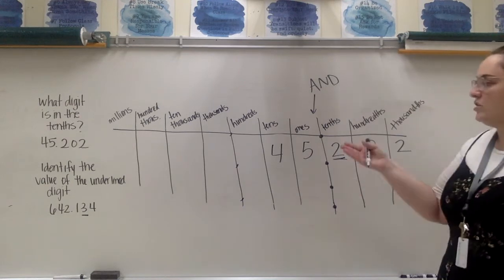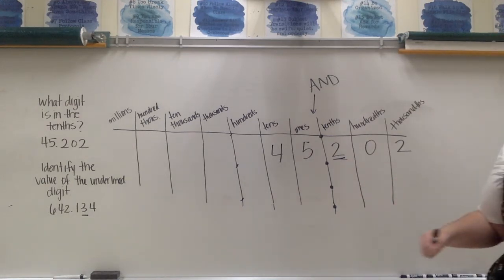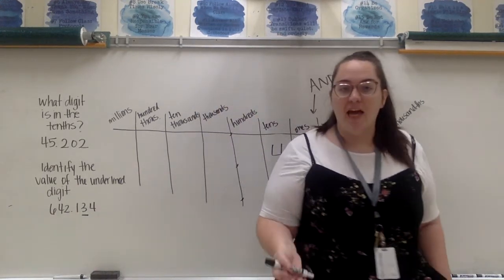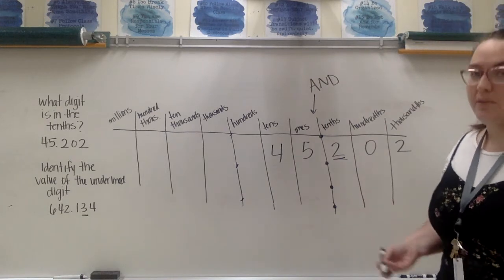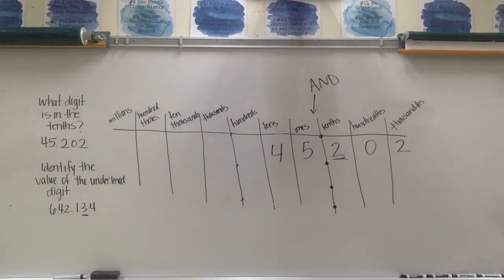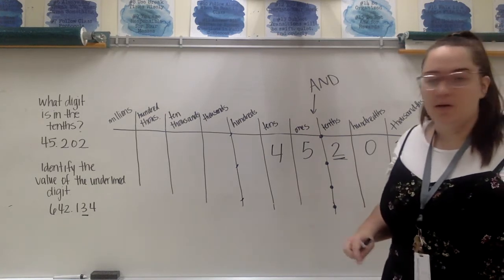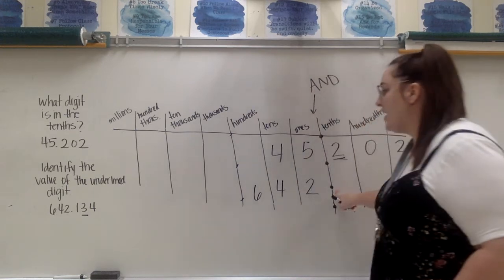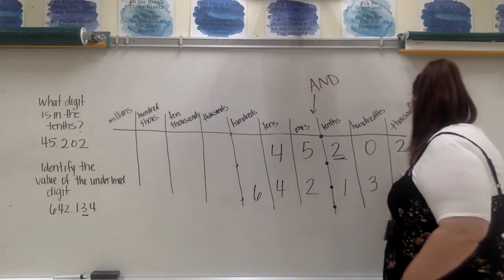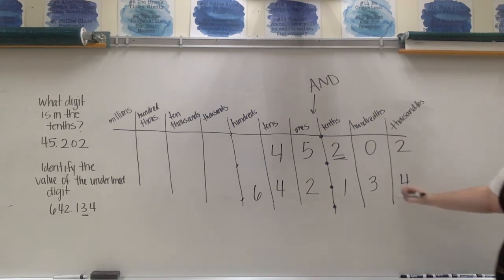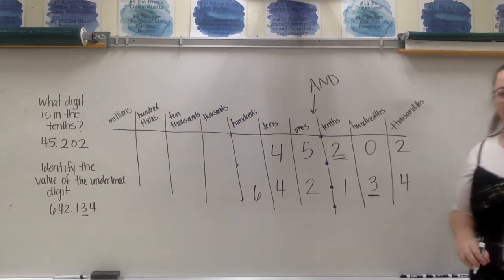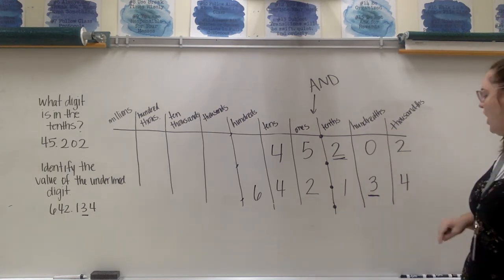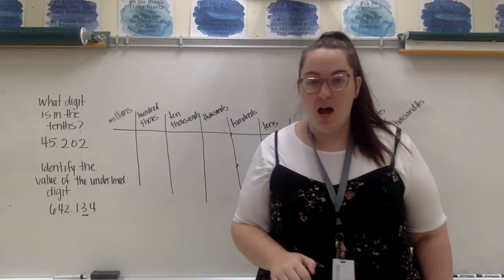Now you might also see the question, identify the value of the underlined digit. So here, for example, I have the 3 underlined. Now you might be able to look at that and know what that digit is, but some of you might struggle. So again, use your place value chart. So I'm going to put in my number. I have 642 and 134 thousandths. Now my underlined digit is that 3. So all I have to do is go up and look what value it's in. It is in the hundredths. So my answer for that would be hundredths.